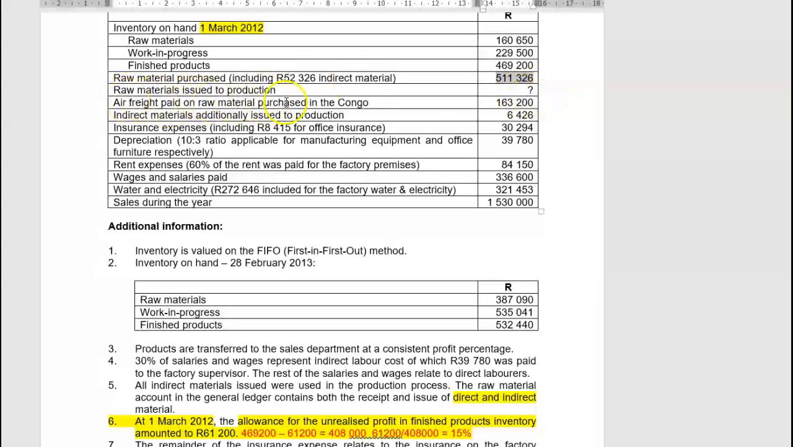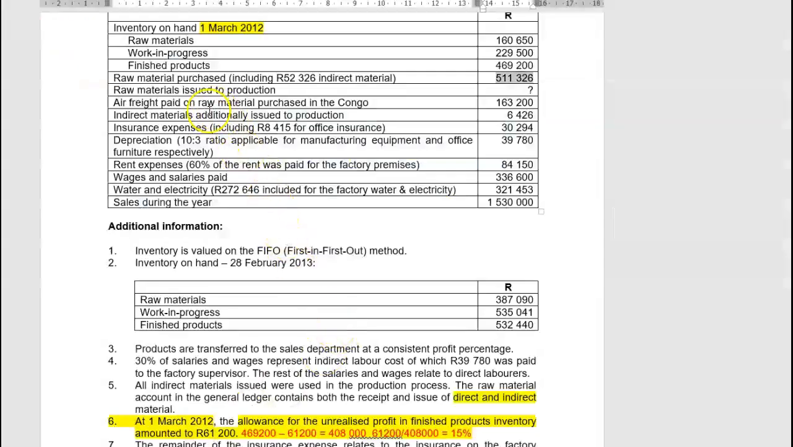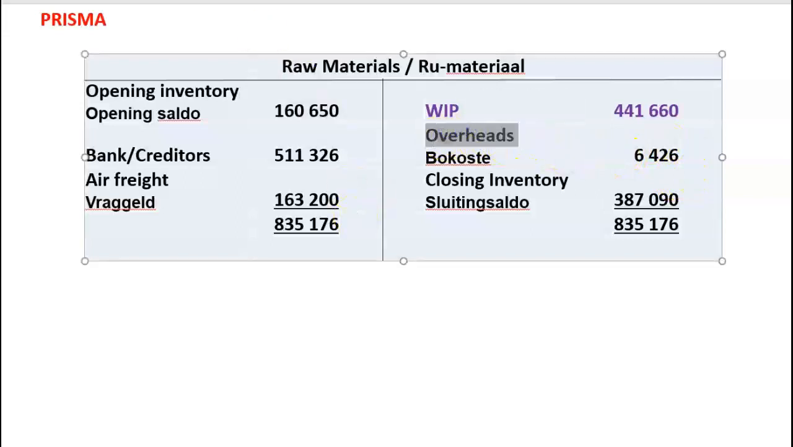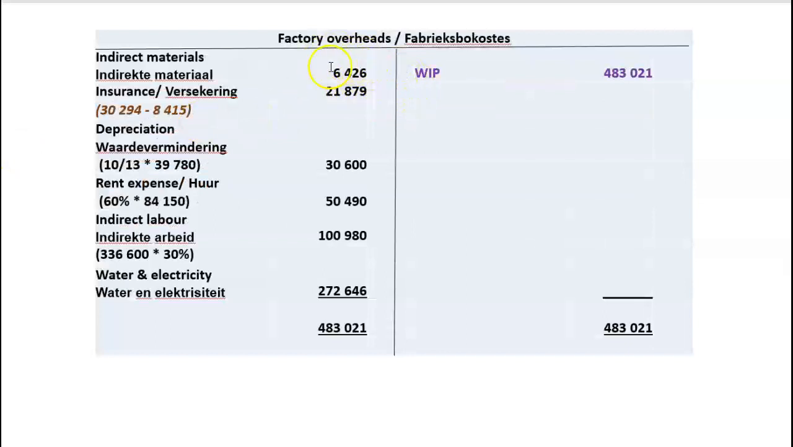Air freight paid on raw material purchased in the Congo, 163,200. It's a purchase related cost. So in our raw materials account on the debit side, purchase related cost, air freight, 163,200 rand. Then indirect materials additionally issued to production 6,426. Now we're going to credit our raw material account because it's a combined account with 6,426, but very important, we're going to debit our overheads account with that amount of 6,426. So overheads there on the debit side, indirect materials issued 6,426.